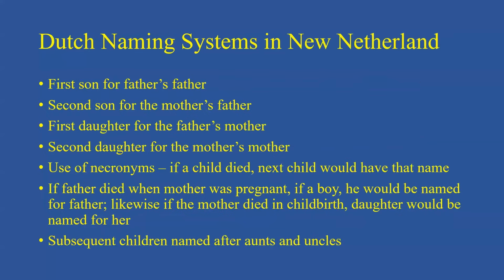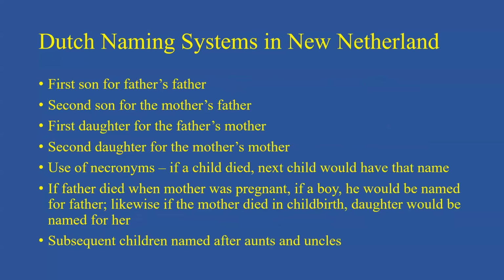I want to just briefly talk about Dutch surnames. The eldest son for the father's father, second son for the mother's father, eldest daughter for the father's mother, second daughter for the mother's mother. This was a common custom used among the Dutch in New Netherland and early New York in the 1600s. Other names came from different sources, such as other relatives like aunts and uncles.